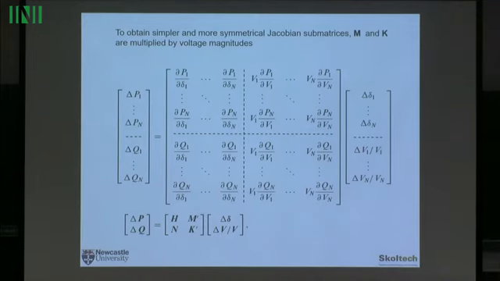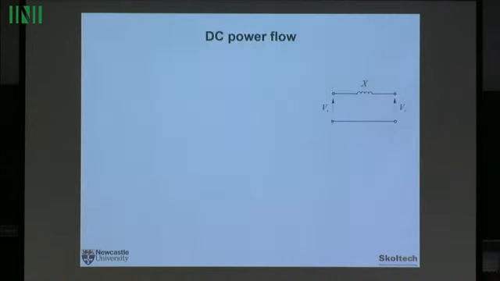Usually you can get a better form of those equations, as you get symmetrical Jacobian submatrices. Those submatrices will be symmetrical if you multiply by the voltage magnitudes the elements on the right, and then divide by the voltage magnitudes, and those matrices will be more symmetrical. But this is a slight modeling modification. The most important thing is how to get to this DC power flow.